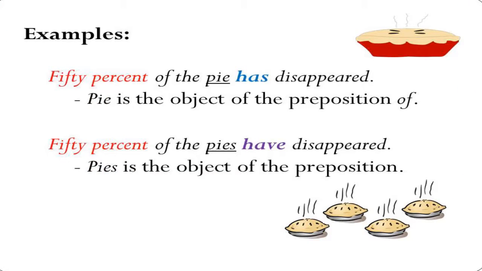50% of the pies have disappeared. Now pies is the object of the preposition. So as you can see here, I have 4 pies. Now 50% of those 4 pies would be, of course, left with 2. But nonetheless, I started off with 4 pies. And 4 pies meaning it is plural. Therefore, I use have.